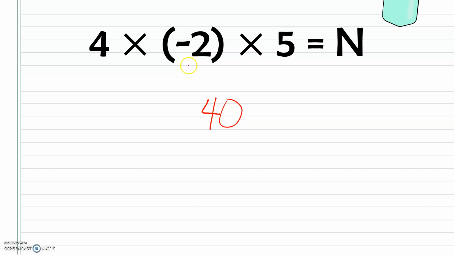Since 1 is an odd integer, that means the sign of our product will also be negative. So the answer is a negative 40.